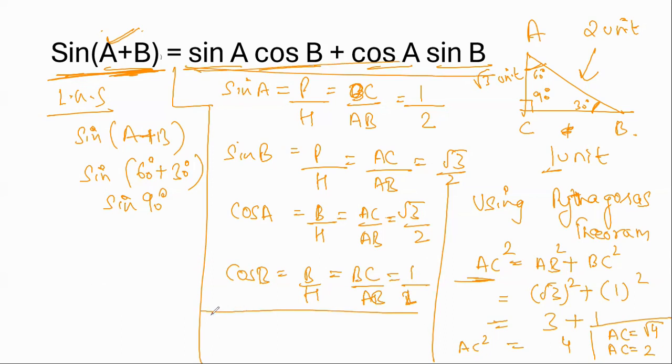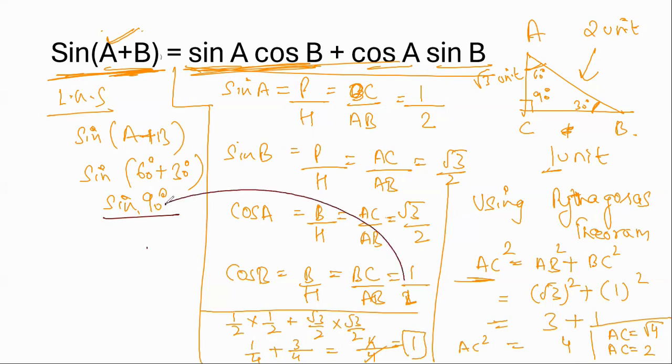So put in the right hand side these values. When we are putting into the right hand side, sin A is what? 1 over 2. There is a sign of multiplication between the terms in the first term. So cos B is what? 1 over 2, plus √3 over 2 multiplied by √3 over 2. Now solve it. 1 over 2 multiplied by 1 over 2 is what? 1 over 4. √3 multiplied by √3 is 3 and 2 multiplied by 2 is 4. Now take the LCM, 4. So 1 plus 3 is what? 4. So 4 by 4 is 1. So we have proved that sin 90 is equal to 1.